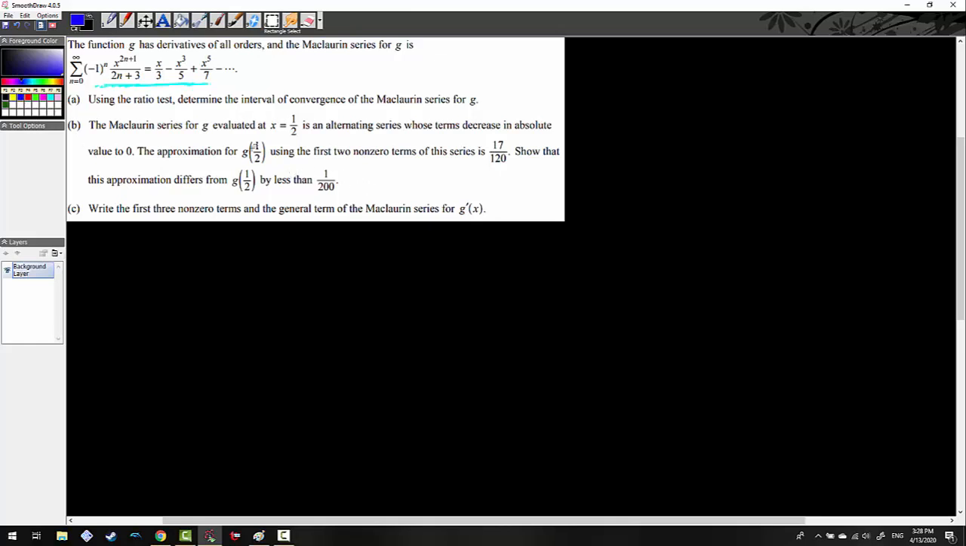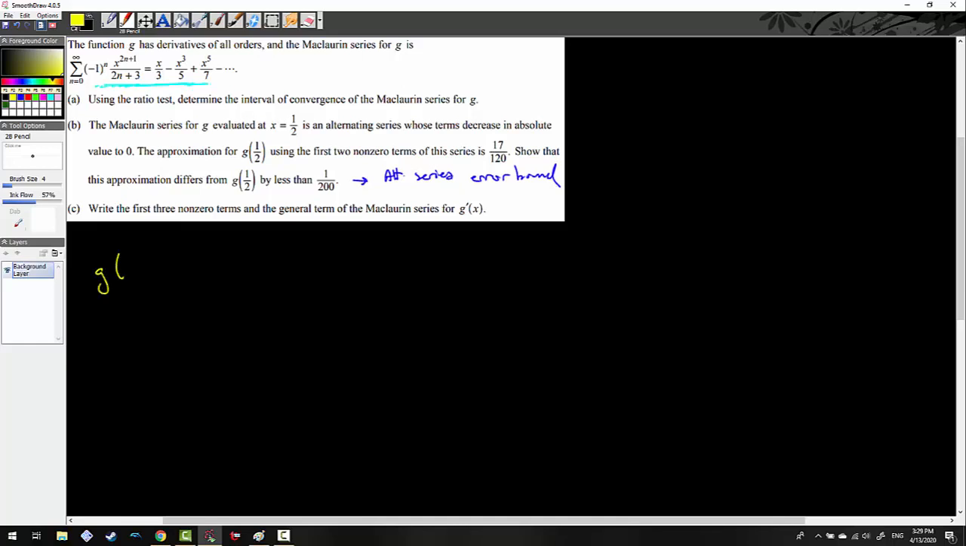Well, this one here, this is your first dose into an FRQ style question of alternating series error bound. And so while wordy, it's actually pretty simple to do. So what they're saying is that the approximation for G of 1/2, right? And so what we're going to do is we are going to actually evaluate this Maclaurin series at x equals 1/2. So what does that look like?